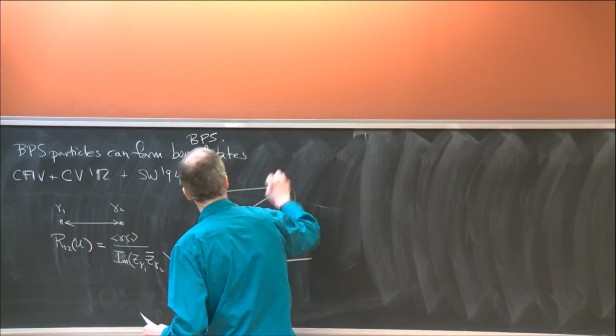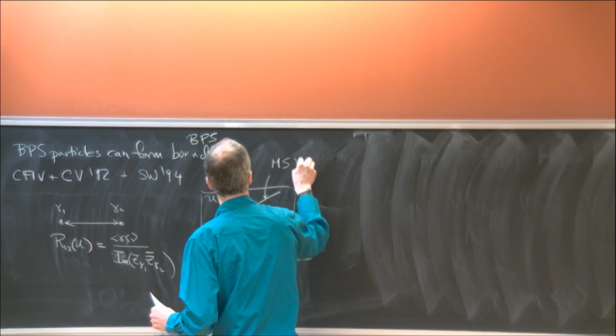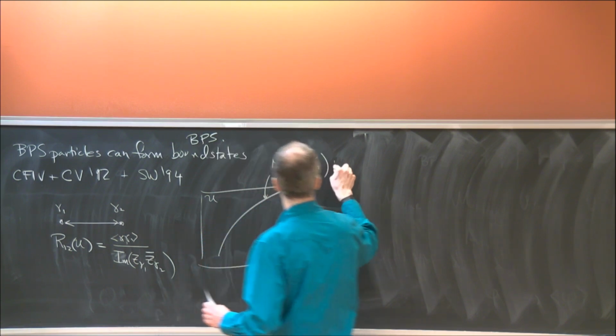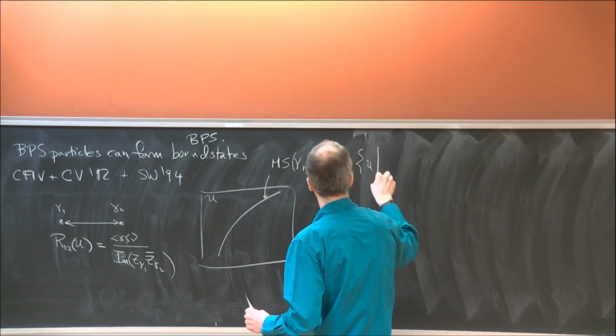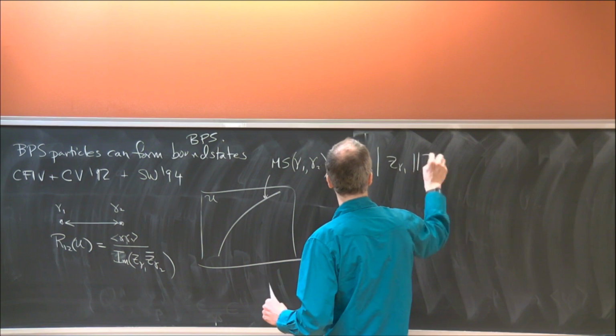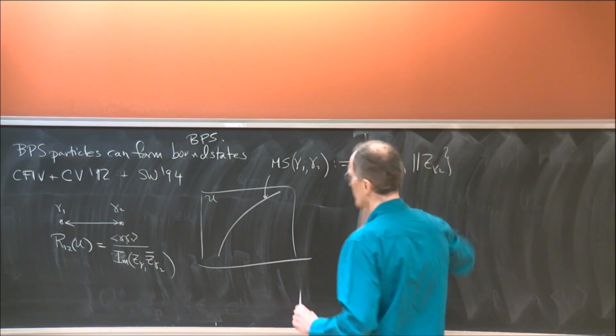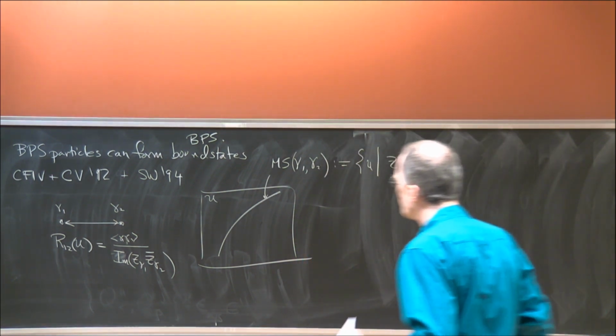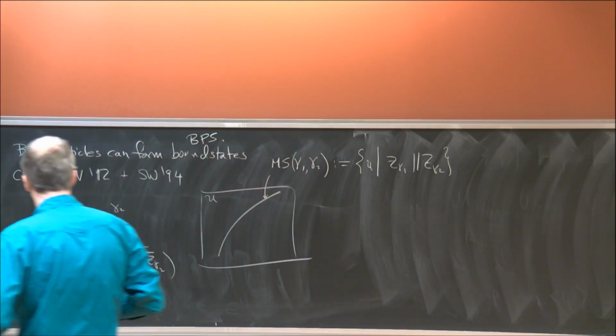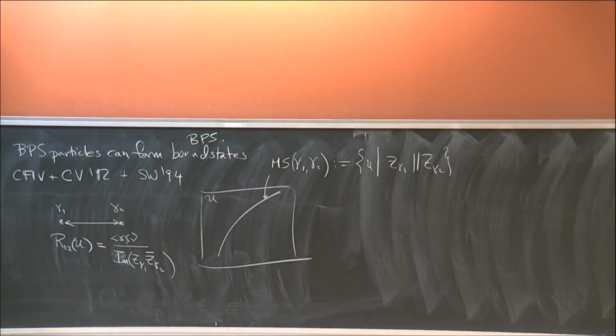And so there's a marginal stability wall, MS of gamma 1, gamma 2. Given a pair of charges, you can define a wall where Z of gamma 1 is parallel to Z of gamma 2. R1,2, what exactly is it? It's in supergravity, or also in the field theory limit. You have these BPS bound states.